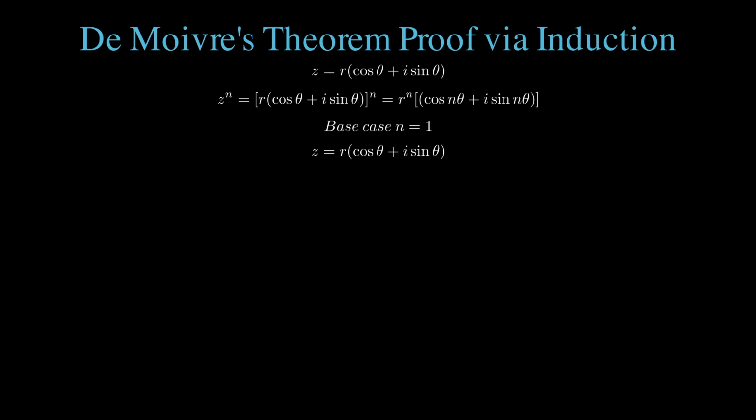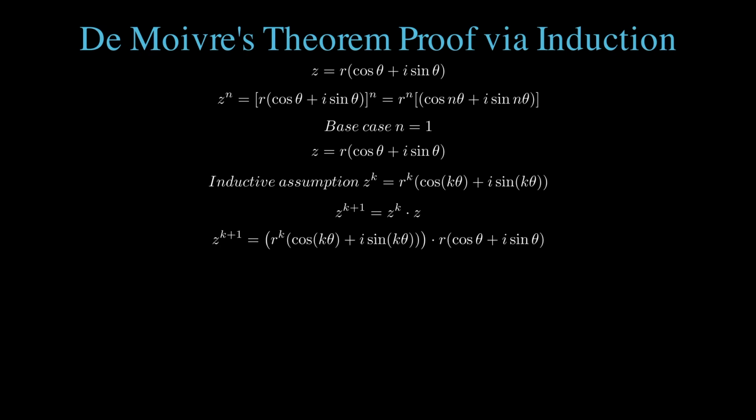We're going to assume it's true that if we raise it to the power of k, so z to the power of k is equal to r to the power of k times cosine of k theta plus i sine k theta. And we want to check that for z to the power of k plus 1, this remains true. Now z to the power of k plus 1 is equal to z to the power of k times z. And so we're going to fill in for this, that z to the k plus 1 is equal to r to the k times cosine of k theta plus i sine k theta times our base case, so r cosine theta plus i sine theta.